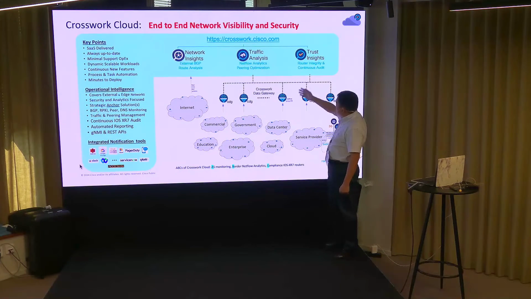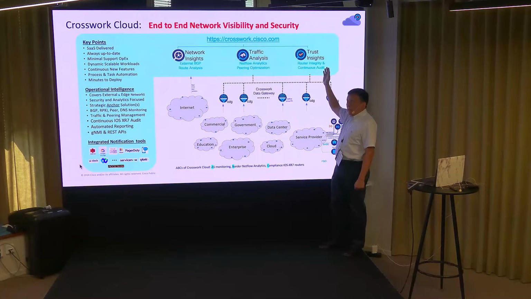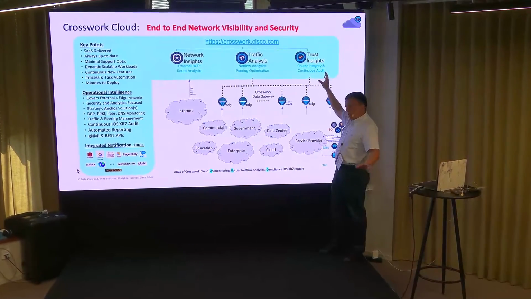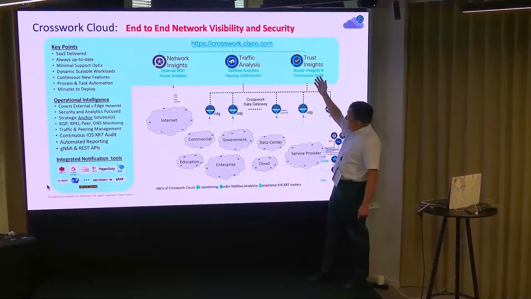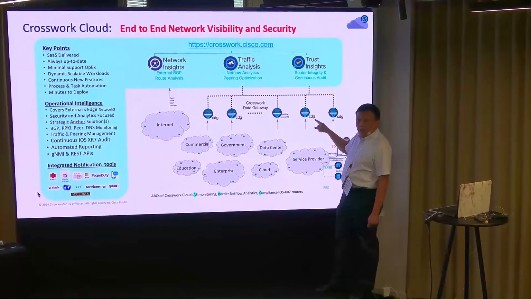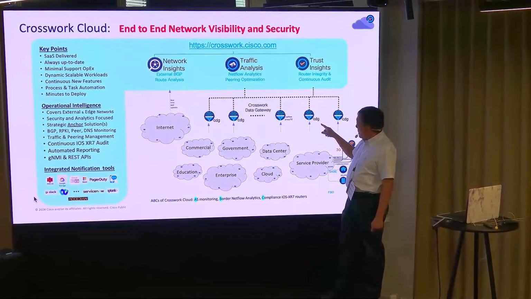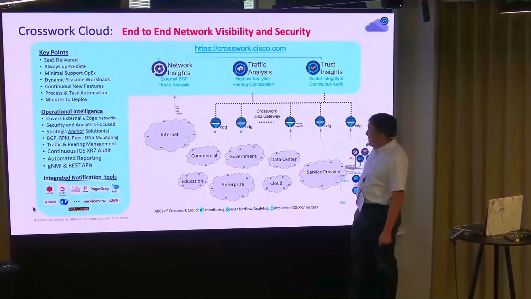And then Trust Insights, this is currently supporting iOS XR7 gear for people to do hardware integrity checking, software KGVs, known good values. So it's very security focused. So if we deploy these boxes on the edge or inside the network, we focus very heavily on the security side of this. This also leverages the Crosswork Data Gateway, which is installed on premise.